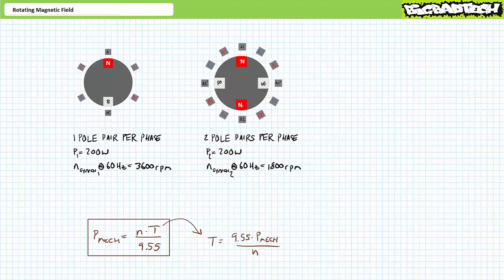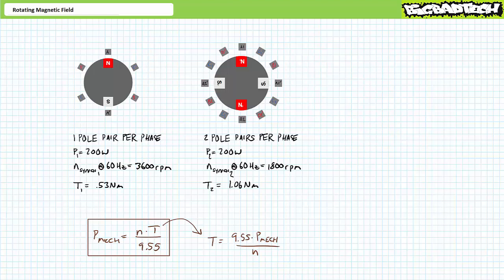An algebraic manipulation of the mechanical power formula solved for torque demonstrates that torque is power times 9.55 divided by speed. Substituting in our given values demonstrates the single pole pair per phase motor generates 0.53 Newton meters of torque, whereas the similarly rated 2-pole pair per phase stator generates 1.06 Newton meters, or twice as much torque. The math is pretty clear. If these truly are both similarly rated 200-watt motors, the calculations demonstrate the 2-pole pair per phase motor generates twice as much torque because it's going at half the speed.